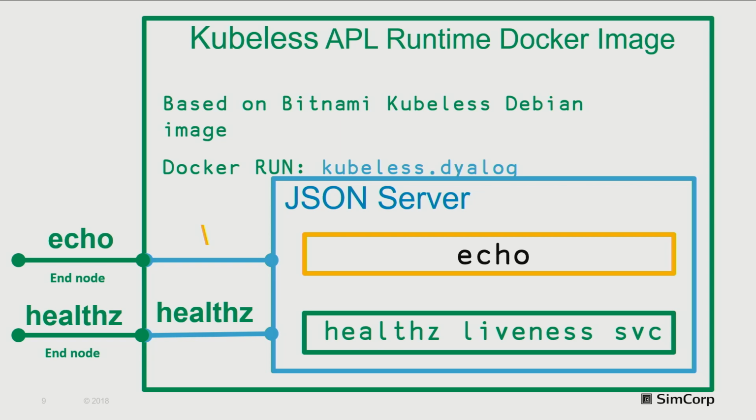And this runtime is based on a Kubeless Debian Linux image. And inside of this Docker image, which is built there, the Dyalog APL Linux version is also installed. And it's also cloned from the internet, the JSON server. So this is my adjusted, my forked JSON server. And then in this JSON server you also have to deploy one function which is called health check, which is used by Kubeless to check if this node is healthy. So Kubeless is pinging or calling this health Z every 30 seconds or something like this and checking, is this node still running? Is this service still ready to be called?